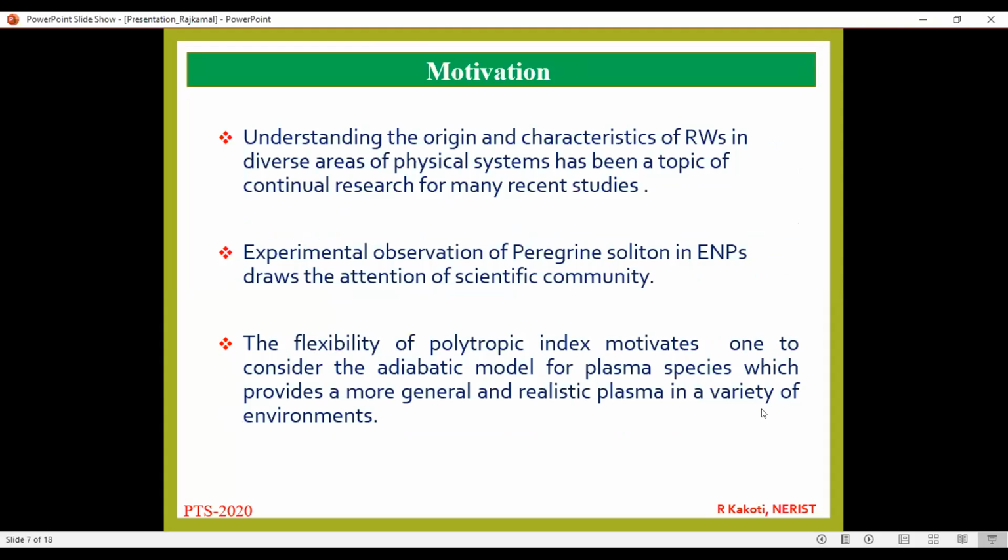Now, motivations. Our motivation to study rogue waves in adiabatic electronegative plasma is that understanding the origin and the characteristics of rogue waves in diverse areas of physical systems has been a topic of continual research in many recent studies. Experimental observations of Peregrine solitons have already been made in electronegative plasma, and the flexibility of the polytropic index motivates one to consider the adiabatic model for plasma, which provides a more general and realistic description of plasma in a variety of environments.